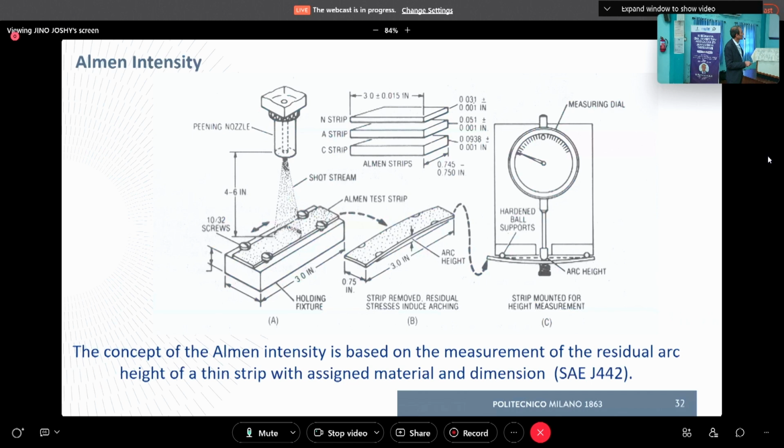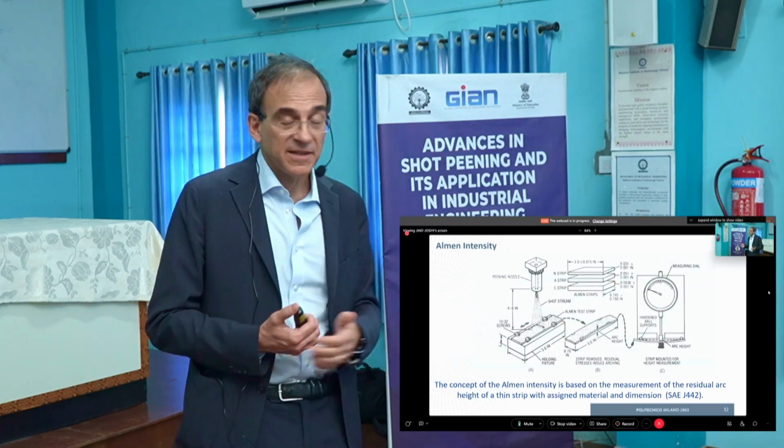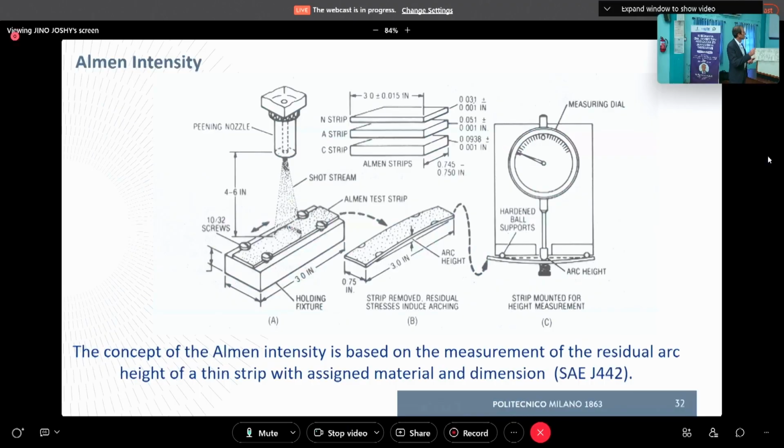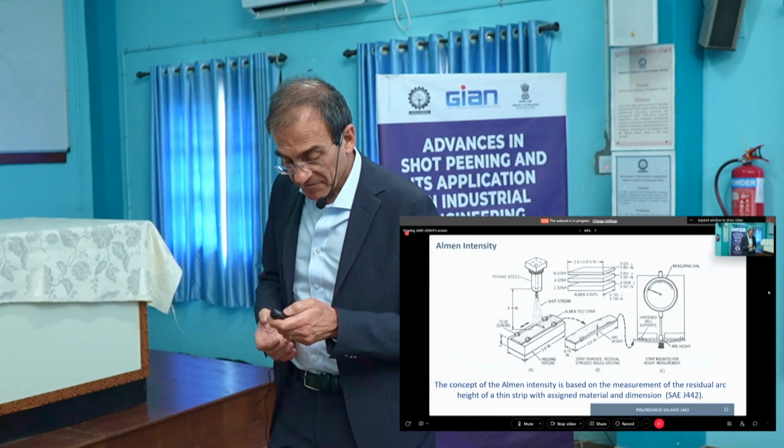The thicknesses are N, A, and C. N is the thinner one, A is the mid one, and C is the thickest one. Generally A is the most widely used, but if we need to define very light parameters, we must use the N strip. If we are considering very strong, severe parameters, C strips are the preferred one. Okay, and how do we perform the test?